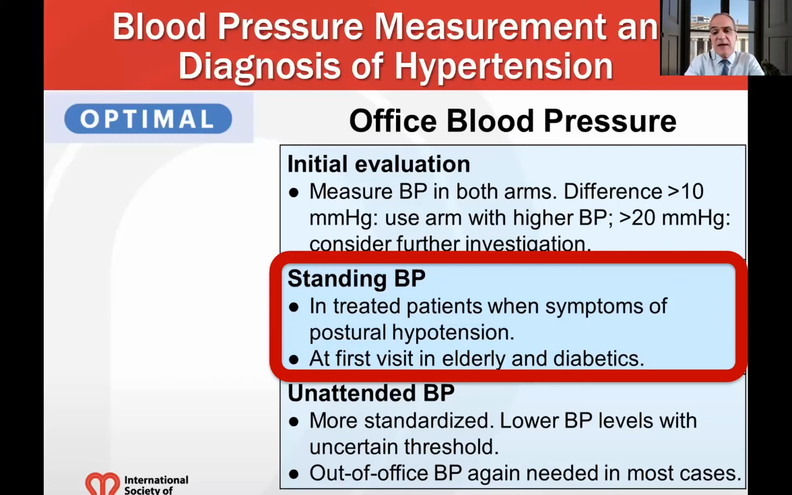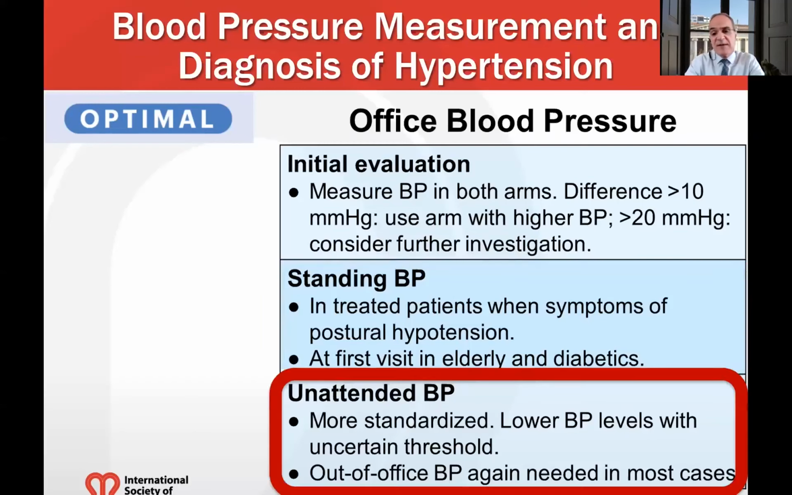And as I said, unattended blood pressure is a more standardized method. It gives lower blood pressure and with uncertain threshold. And again, you need office and home or ambulatory measurements and confirmed diagnosis in many cases.